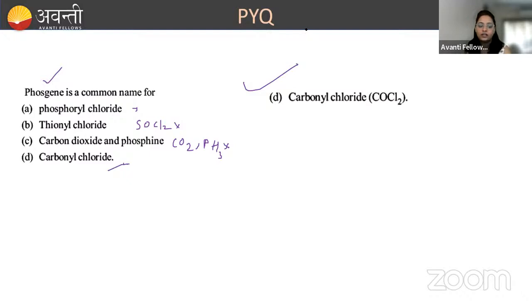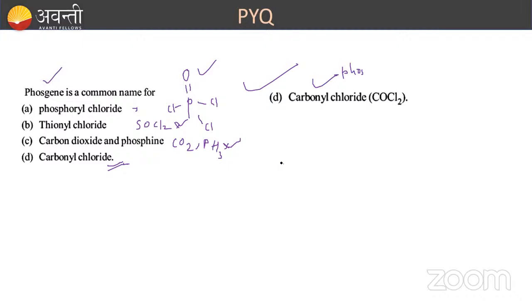Are you getting it? Yes, any doubts in this? What is phosphoryl chloride again? P double bond O. ठीक है, और यहाँ पे होता है Cl, यहाँ पे होता है Cl, और यहाँ पे होता है हमारा Cl. So this is our phosphoryl chloride, this is our thionyl chloride, and this is our CO2 and phosphine, right? And this is our carbonyl chloride, which is known as phosgene. ठीक है, phosgene मतलब phosphorus नहीं होता है उसमें. ये बात ध्यान में रखना है.